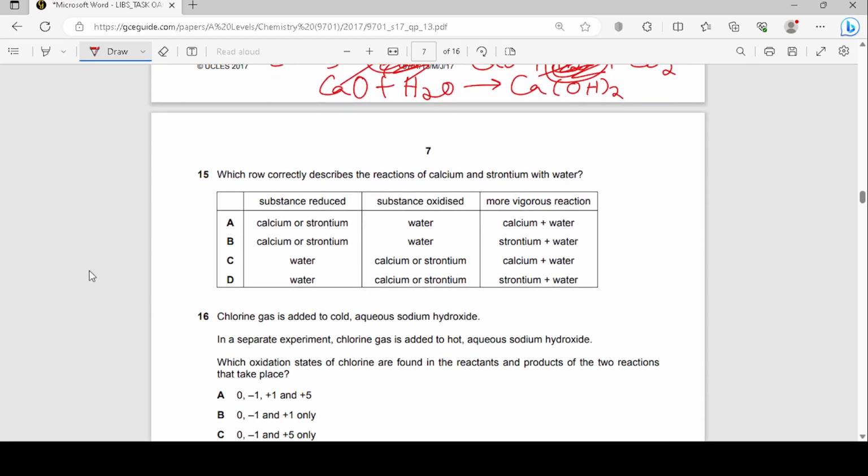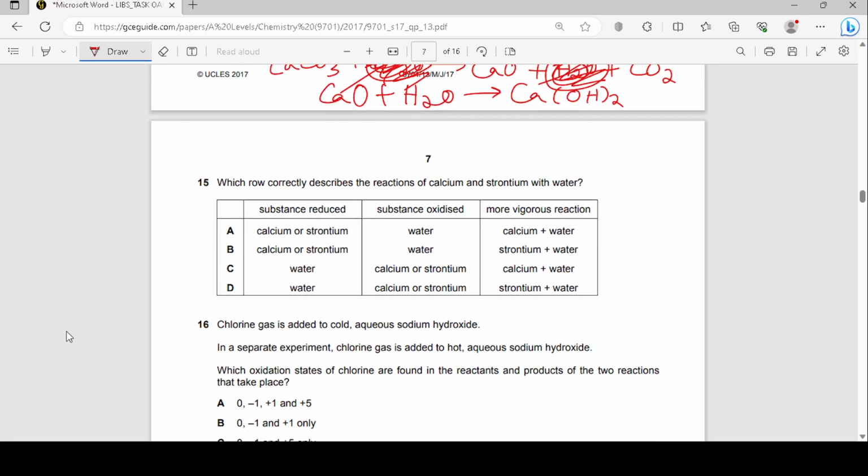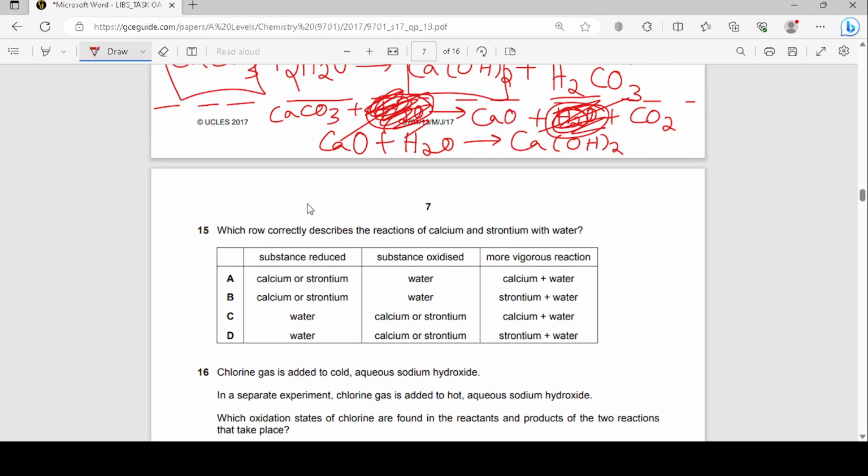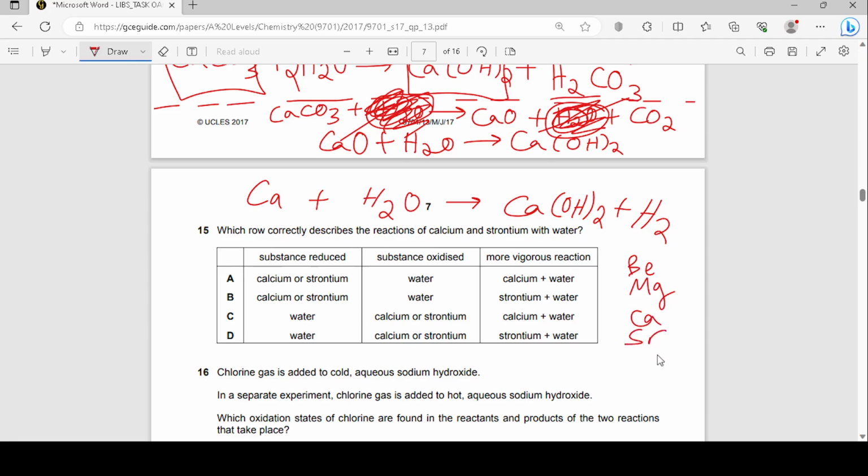Which row correctly describes the reactions of calcium and strontium with water? Both of them would react in similar ways. Ca plus H2O gives you Ca(OH)2 plus H2, right? Metal plus water.